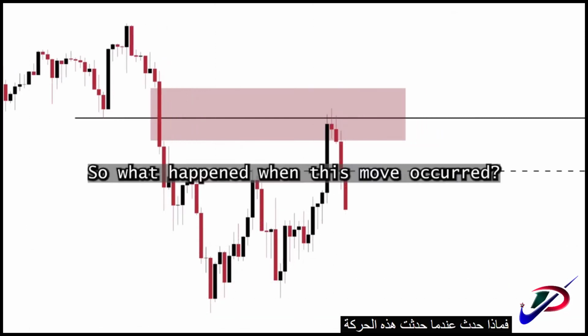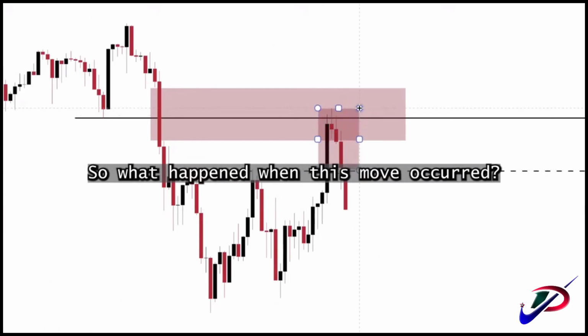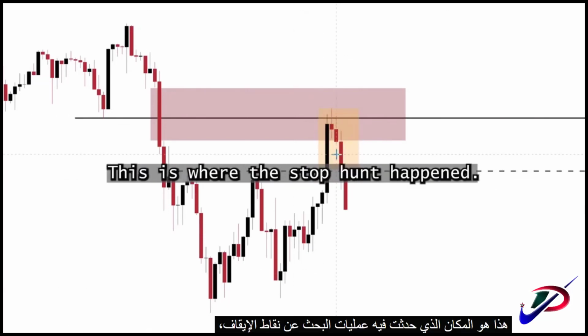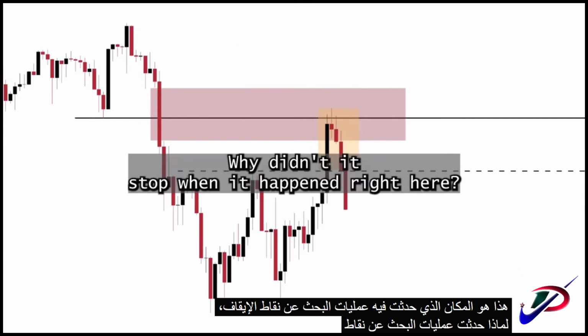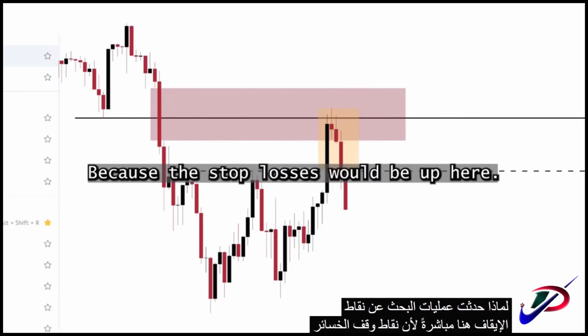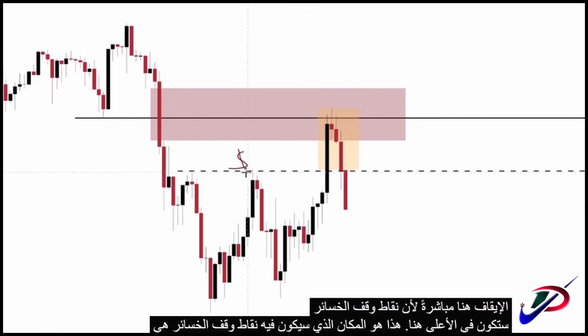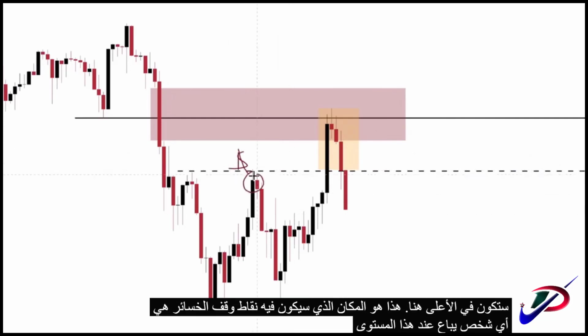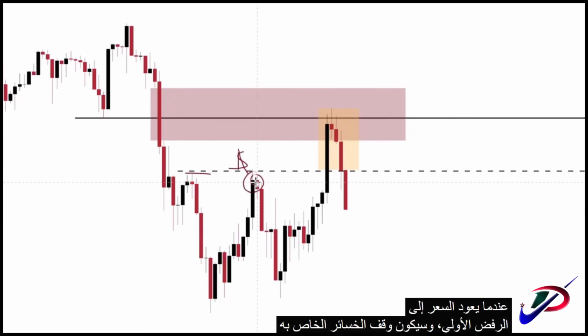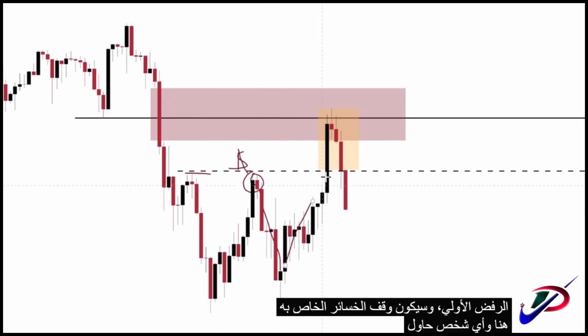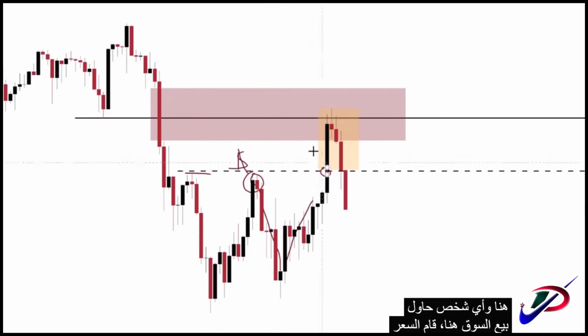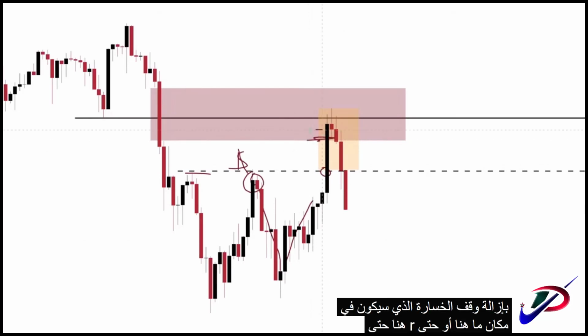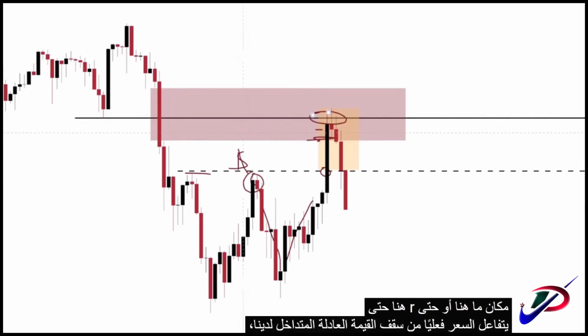So what happened when this move occurred? This is where the stop hunt happened. Why did the stop hunt happen right here? Because the stop losses would be up here. This is where the stop losses would be. Anybody that sold at this level when price came back to the initial rejection, their stop losses would be right here. And anybody that tried to sell the market right here, price took out their stop loss, which would be somewhere here or even up here, for price to actually react from our overlap fair value gap.